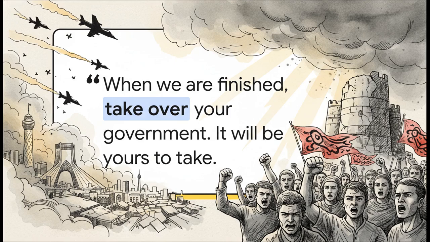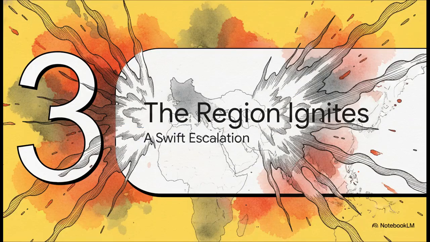President Donald Trump, which came out shortly after the strikes began, it cleared everything right up. It went way beyond just hitting military targets. This was a direct, explicit call for regime change, telling the Iranian people to rise up and, quote, take over your government. Okay, so the first shots are fired, but that was just a spark.